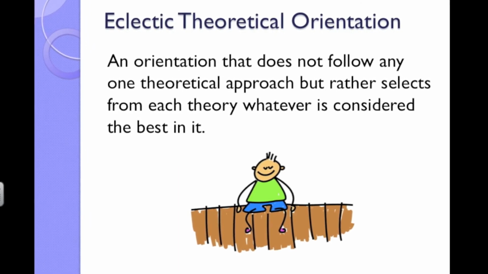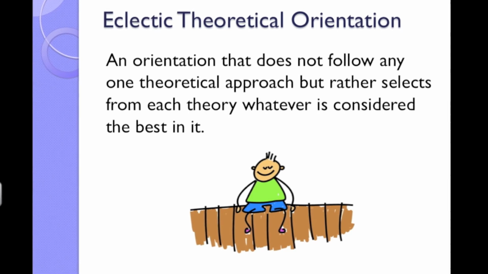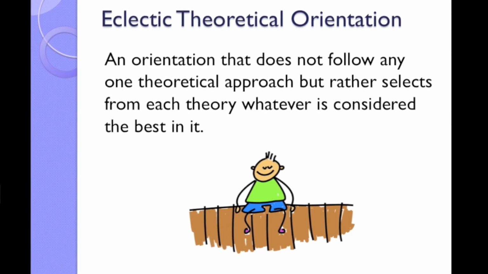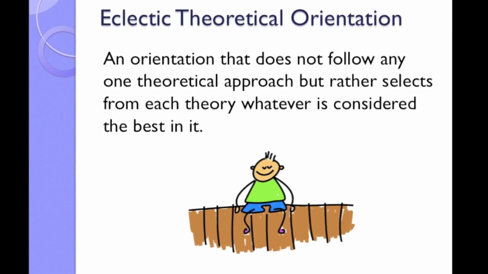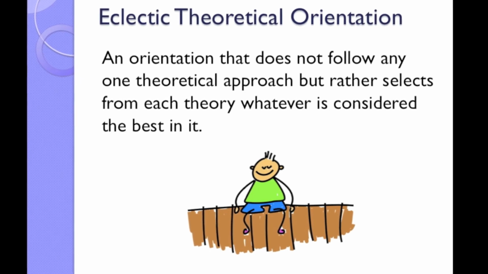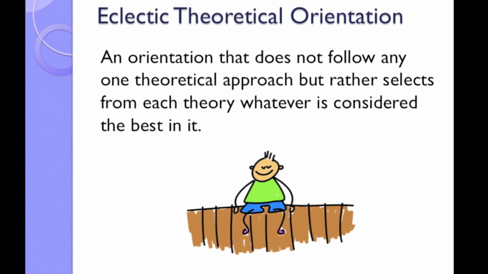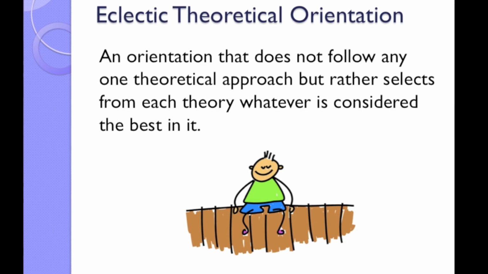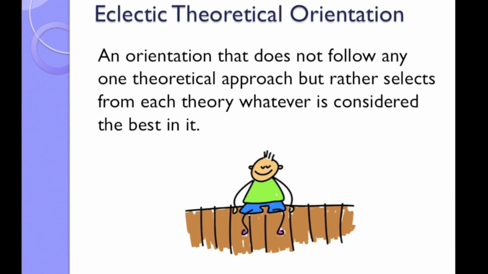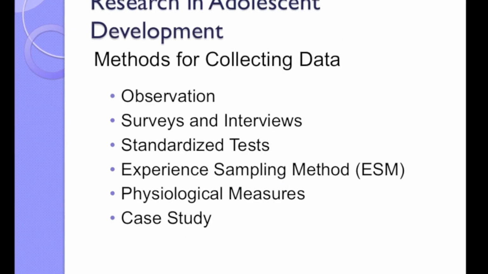As stated at the beginning of this section, no single theory that we have outlined can explain adolescent development in full. However, each has contributed significantly to our understanding of development. If we take on an eclectic theoretical orientation, which does not follow any one theoretical approach, but instead selects from each theory whatever is considered the best features, we can better understand adolescence.